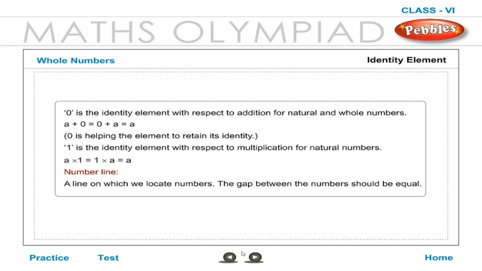Number line. A line on which we locate numbers. The gap between the numbers should be equal.